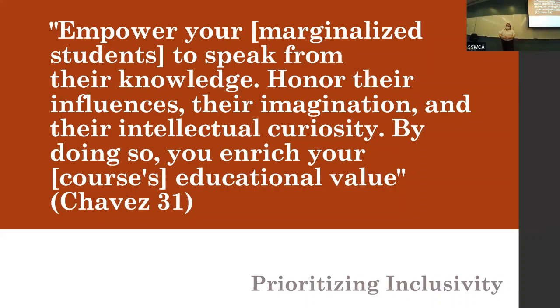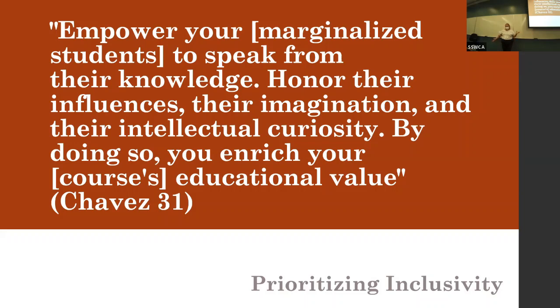So I'm just going to read the quote aloud because I think it's pretty straightforward. Chavez suggests to empower your marginalized students to speak from their knowledge, honor their influences, their imagination, and their intellectual curiosity. By doing so, you enrich your course's educational value.